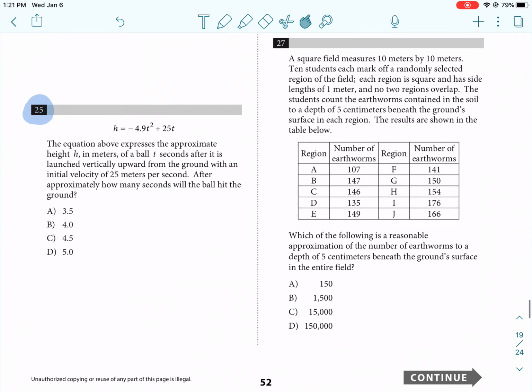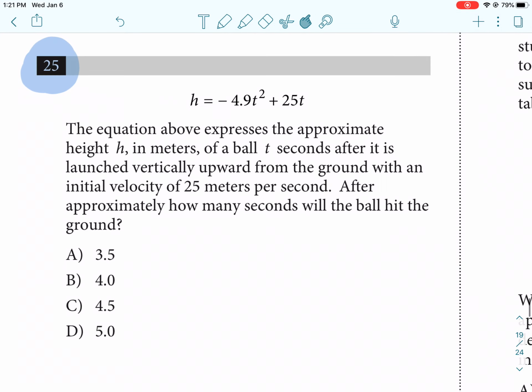Keep going. 25. The equation above, a quadratic equation, expresses the height of a ball in terms of time. So h is height, t is time. And then it says initial velocity of 25. They already put that in the equation for you. It wants to know, after approximately how many seconds will the ball hit the ground?